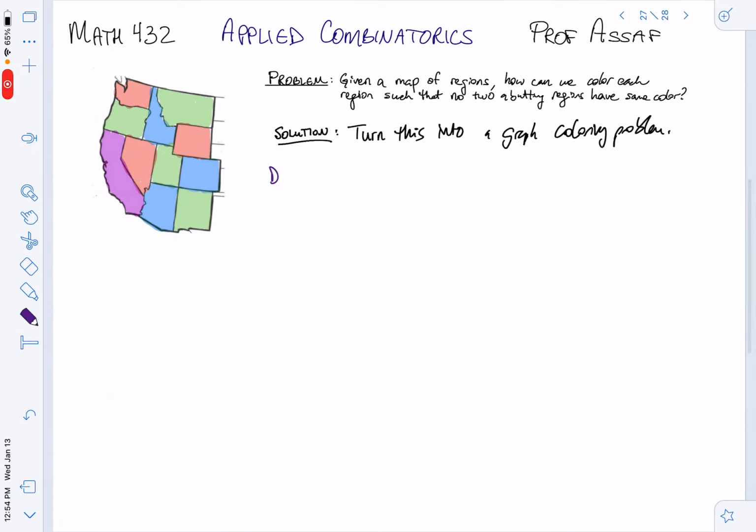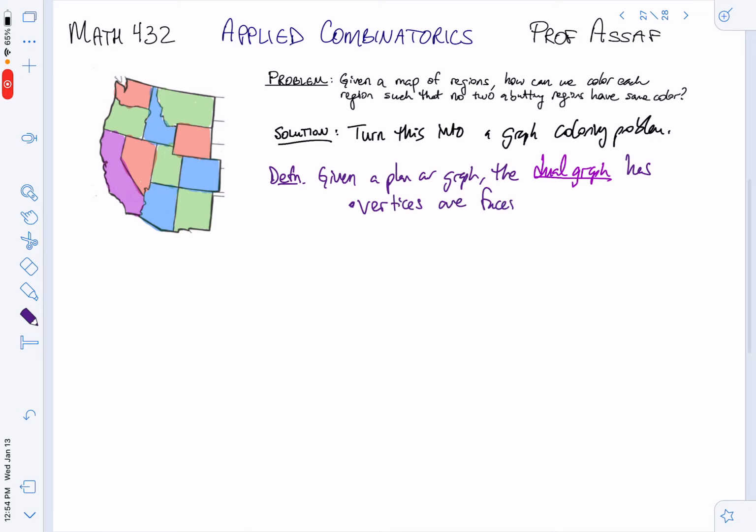So here's a definition. Given a planar graph, which we can think of a map as, we now have a notion of faces. We can create the dual graph. Maybe I'll emphasize the terminology here. The dual graph has vertices and edges, so I need to define those. So given a planar graph, which we'll call G, the vertices will be the faces of G. And now when do I have an edge?